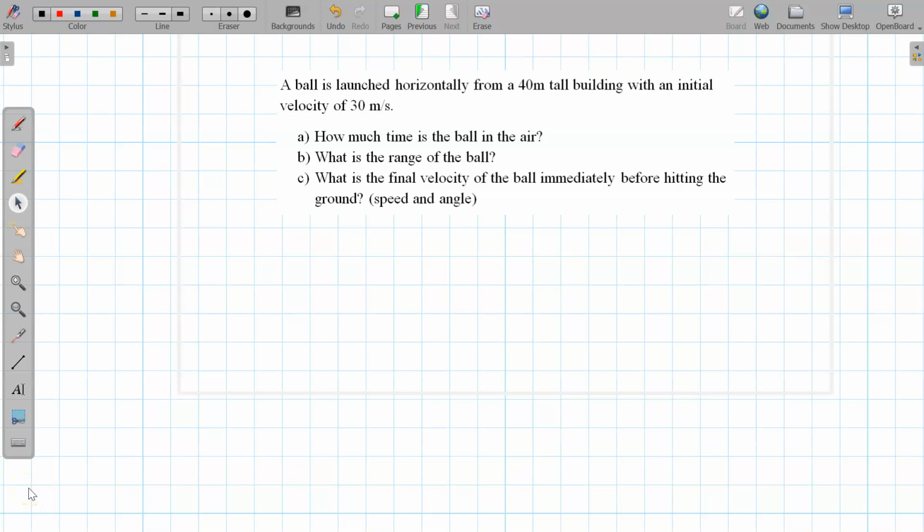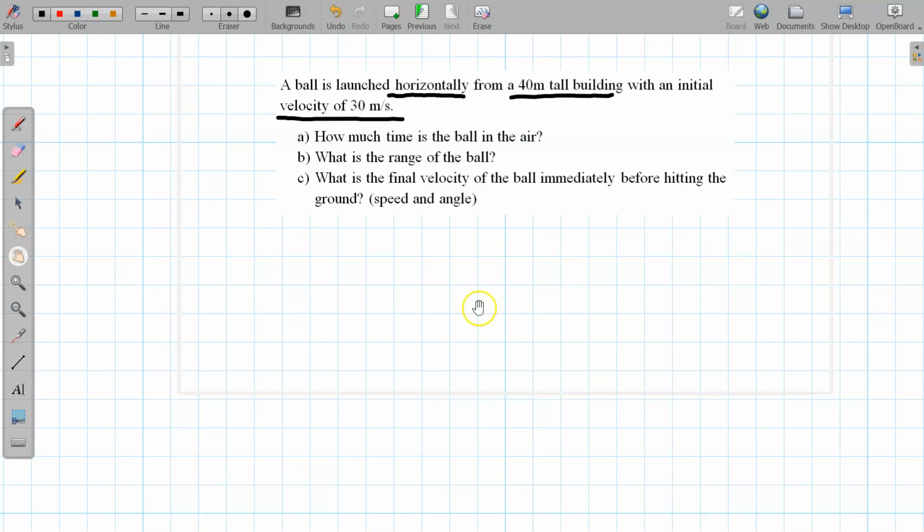Alright, in this video I'm going to demonstrate a graphical solution to a horizontal launch. When you read the question, the trick is always to extract as much information as you can before sketching and drawing. We're told that the launch is horizontal, we're told that the building's 40 meters tall, and the initial velocity is 30 meters per second.